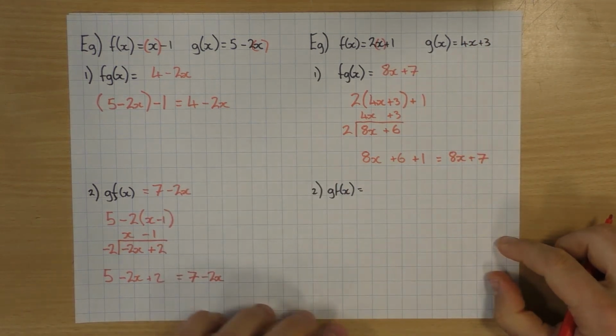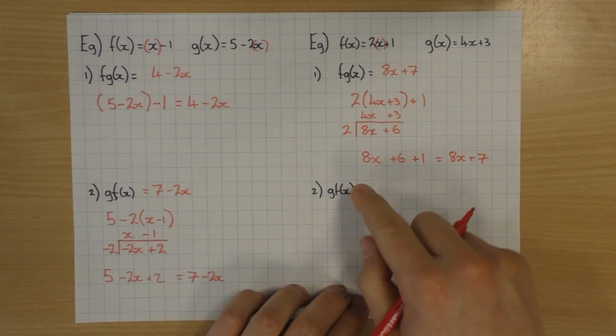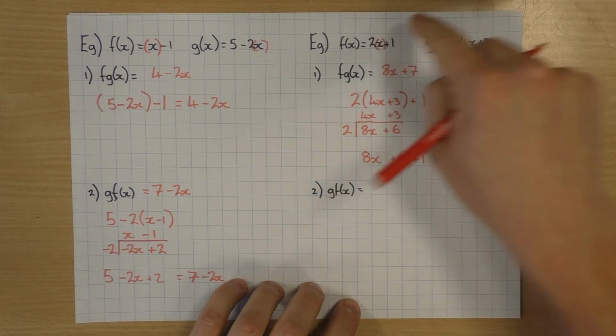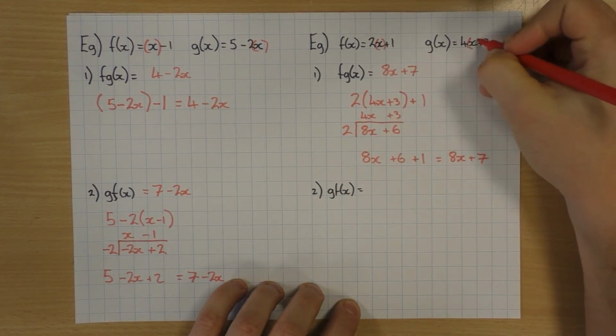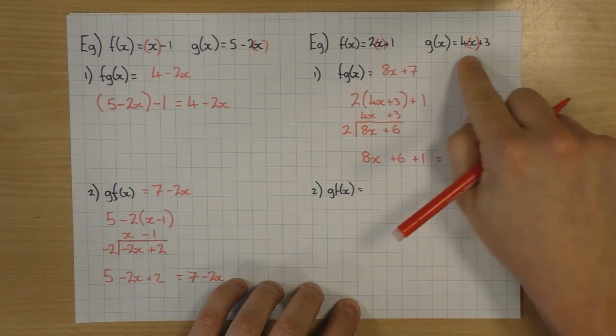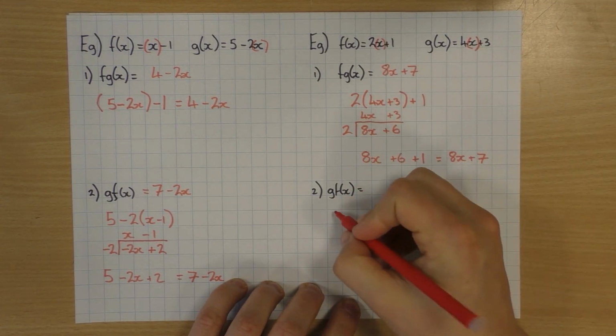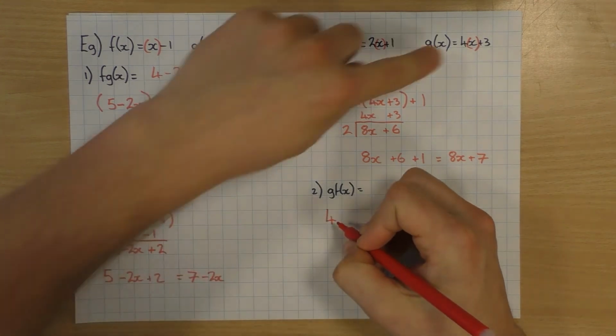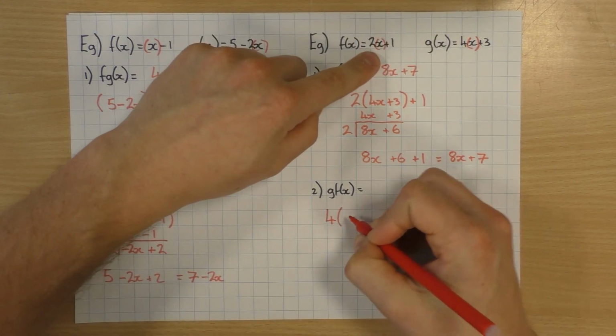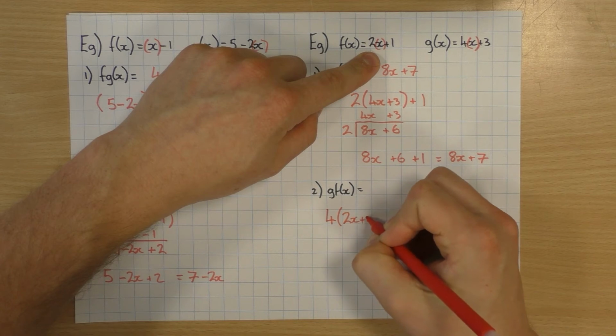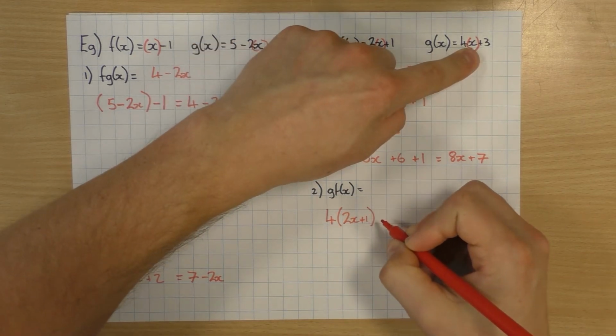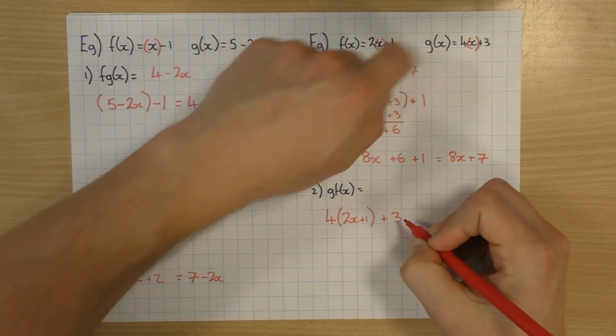And last one for this particular page, this time just like over here, I'm putting f into g. So again, I'm putting brackets around the x in g, because I'm going to put 2x plus 1 inside those brackets there. So I've got my 4, then my bracket, then I'm inputting the 2x plus 1 into there, closing the bracket, and I've got plus 3.